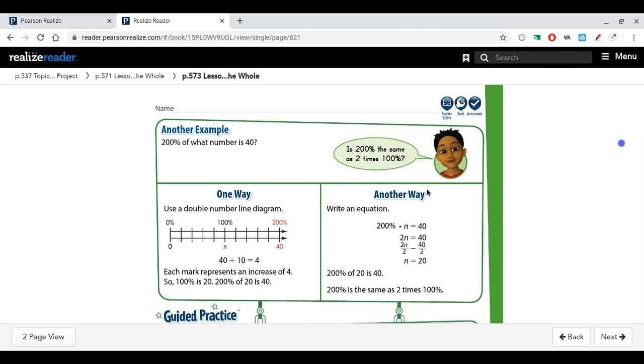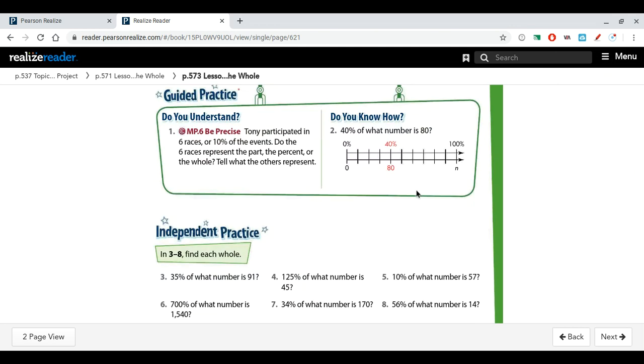All right, so moving into your guided practice, it says Tony participated in 6 races or 10% of the event. Do the 6 races represent the part, the percent, or the whole? Tell what the others represent.